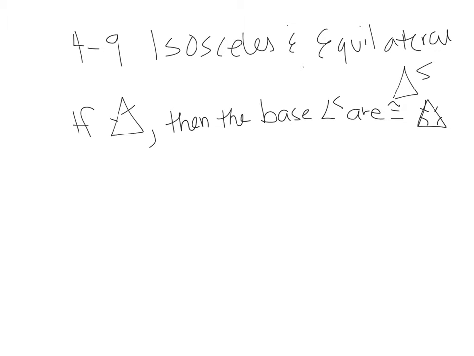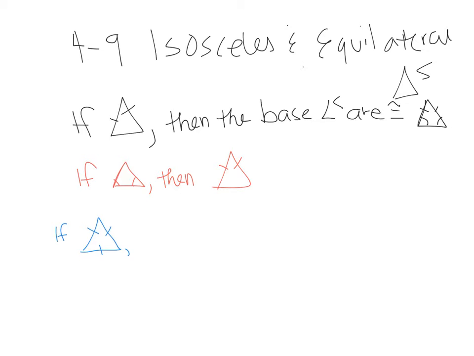This is 4-9 isosceles and equilateral triangles. The first theorem, the isosceles triangle theorem, states if a triangle is isosceles, then the base angles are congruent. The converse of the isosceles triangle theorem would be basically just the opposite. If you have base angles that are congruent, then the triangle is isosceles.